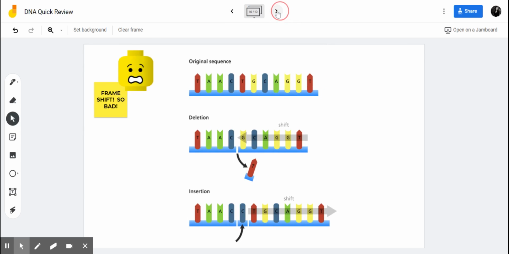Now, if you have a deletion or an insertion, as you can see here, all of the rest of the DNA has to shift over, which means that every codon or sequence of 3 letters is going to be affected, which means that we're going to be bringing the wrong amino acids and assembling the wrong ingredients for the protein, which can cause a lot more problems, which is why frame shift is so bad.